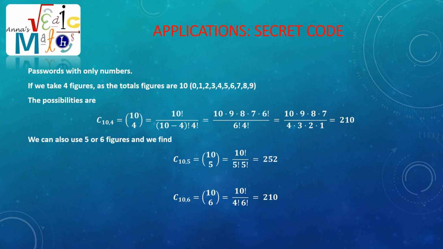If we use 5 figures, we have the combination of 10 elements taken 5 at a time. We have 10 factorial divided by (10 minus 5) factorial multiplied by 5 factorial, equal to 252. If we take 6 figures, the combination of 10 elements taken 6 at a time is 10 factorial divided by (10 minus 6) factorial by 6 factorial, 210.